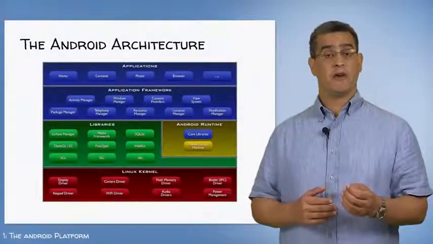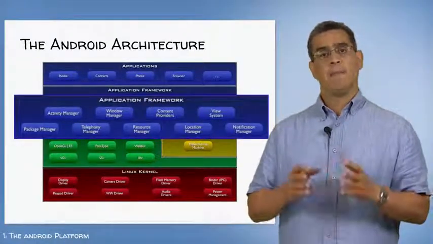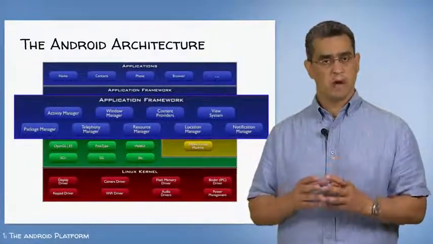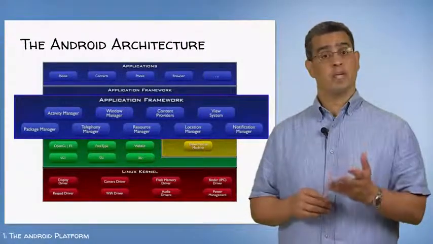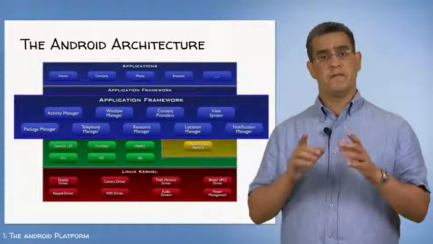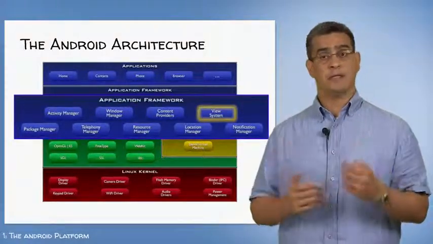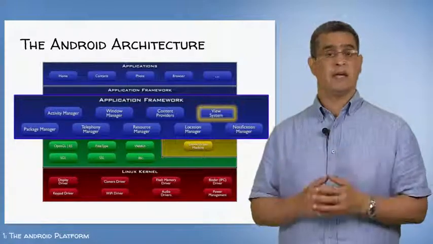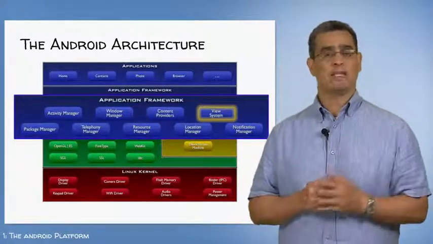The next layer in the Android software stack is the application framework. The application framework contains reusable software that many mobile applications are likely to need. For example, as we'll see in a minute, the View system contains common graphical elements, things like buttons and icons, that many applications include in their user interfaces. Let's take a deeper look at some of these components.